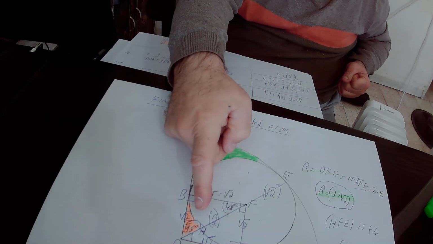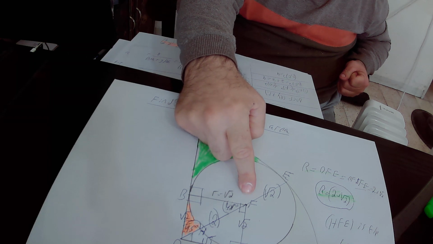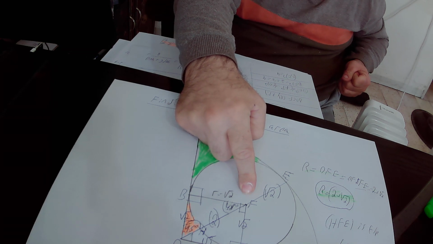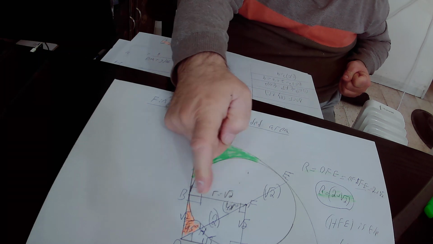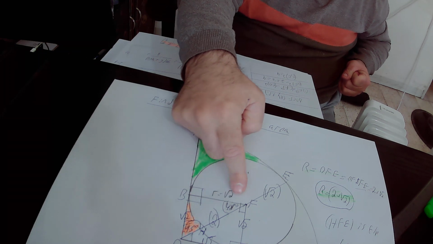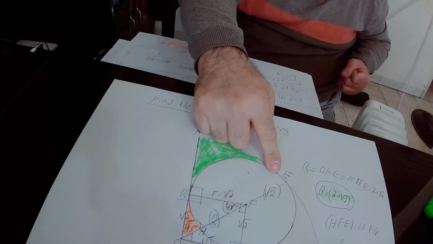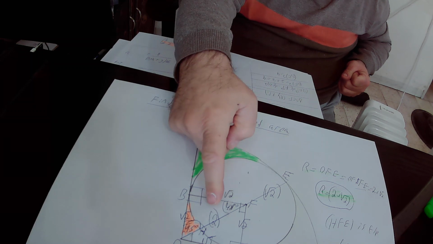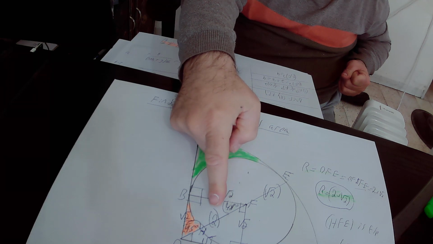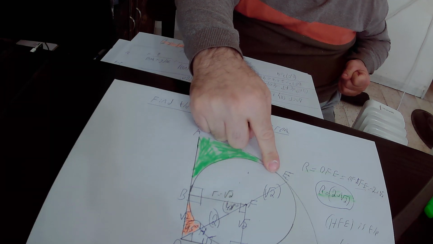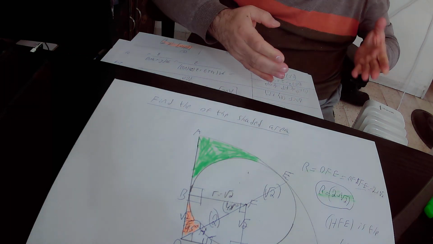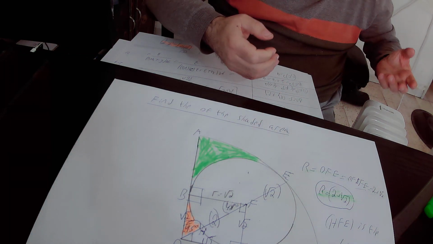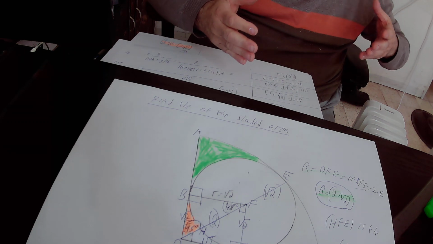but it is a chord that passes through point F, that is the center of this small circle. And any chord that passes through the center of a circle must be the diameter of the circle. Therefore, HFE is the diameter of the circle. If HFE is the diameter of the circle, it means that HE is also the diameter of the circle. So HE is the diameter of this small circle, and we know that any diameter of any circle bisects the circle into 2 halves.